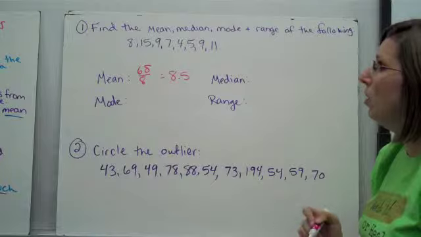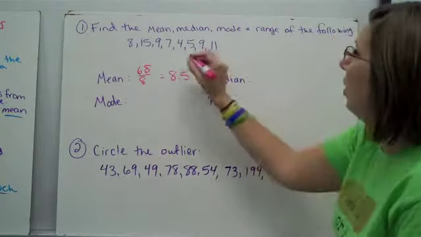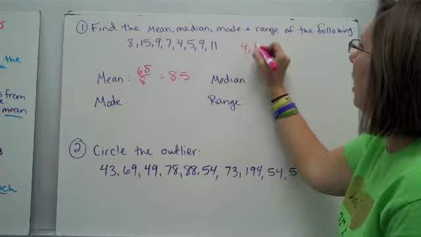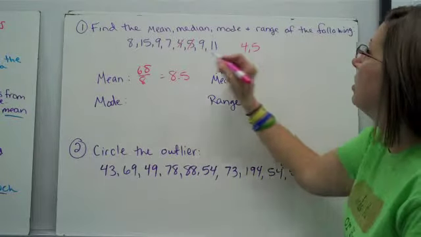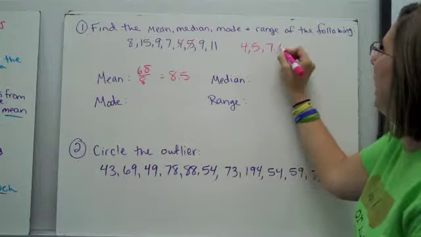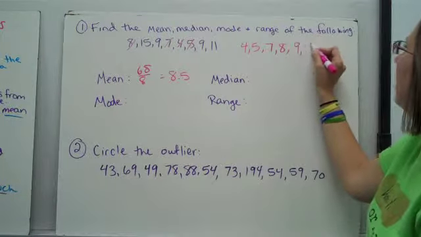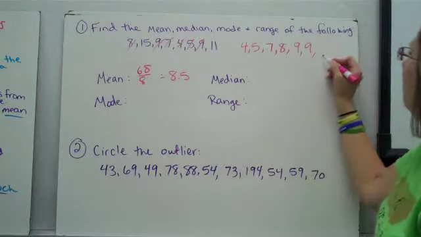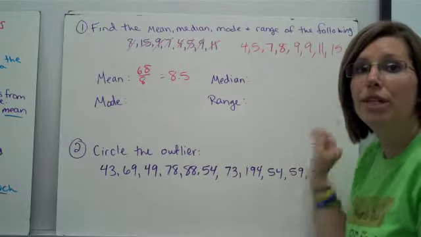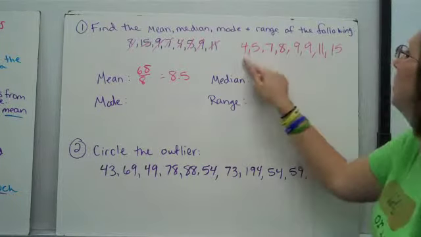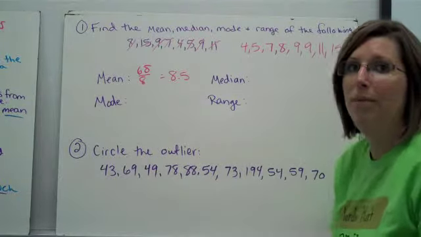To find the median, we're going to take all of these numbers and put them in order from least to greatest. So I've got 4 and 5. Once you've written them down, cross them out on your paper. 7 and 8. So I'm going to cross them out. 9 and 9. 11 and 15. Again, go back through your data set and make sure you have 8 numbers. 1, 2, 3, 4, 5, 6, 7, 8. That way you know you didn't forget about one.